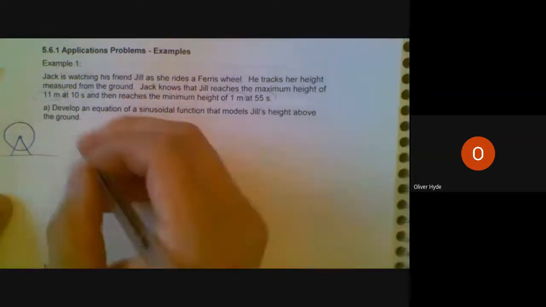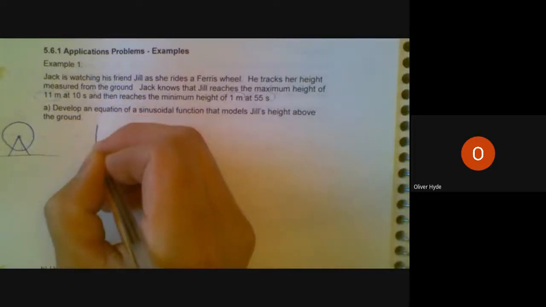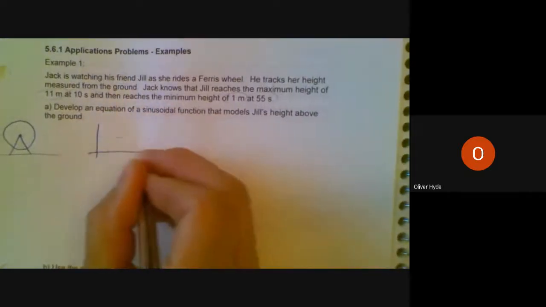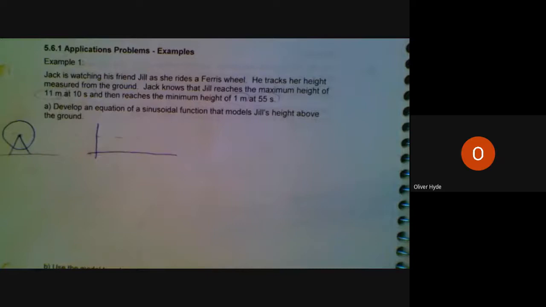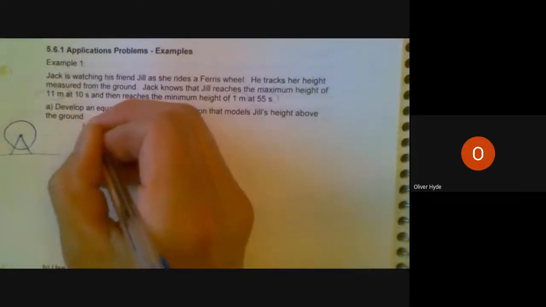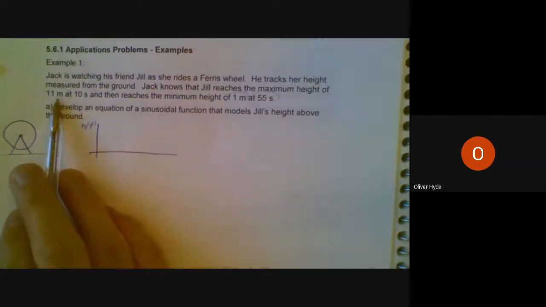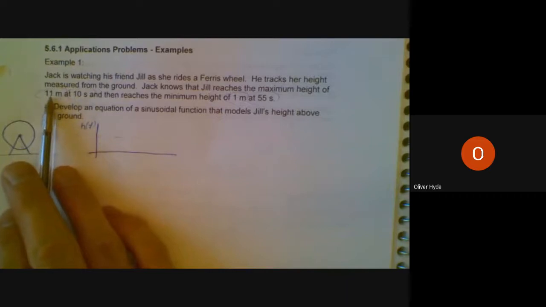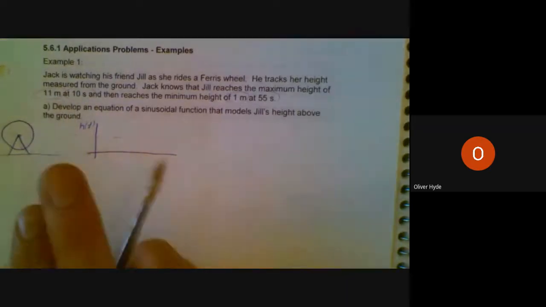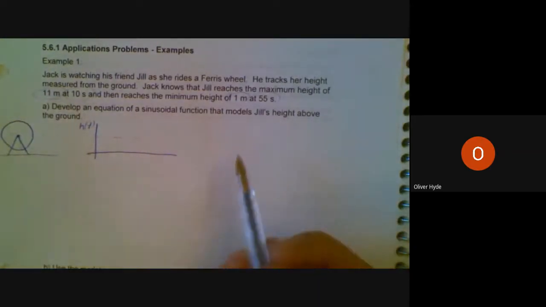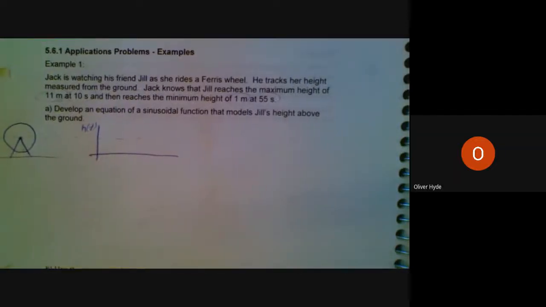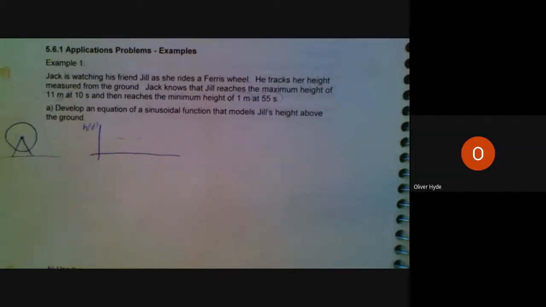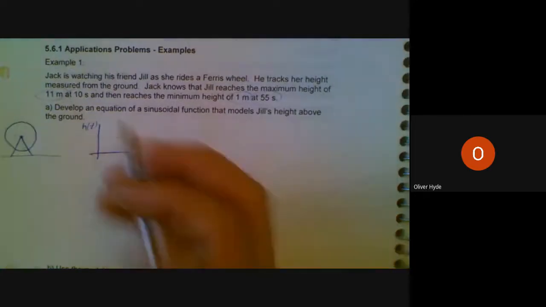Think about your axes when you draw this sketch here, because I would argue that Jill's height is dependent upon the time. So for this 11, sometimes students just put in the point 11 comma 10, and that would be on the inverse of this relationship, which isn't a function. We don't even look at inverse trig curves in calculus. Even post-secondary, they're not that useful.